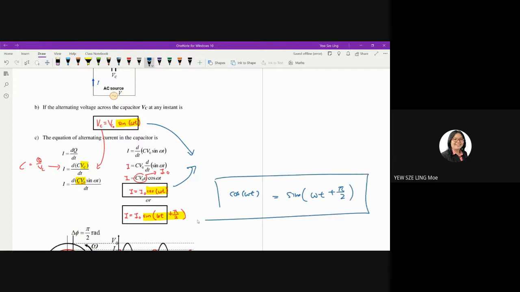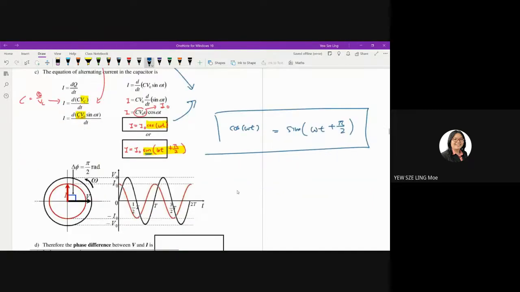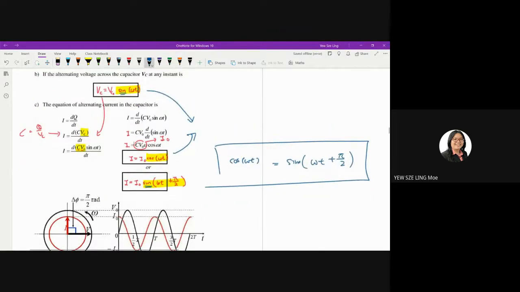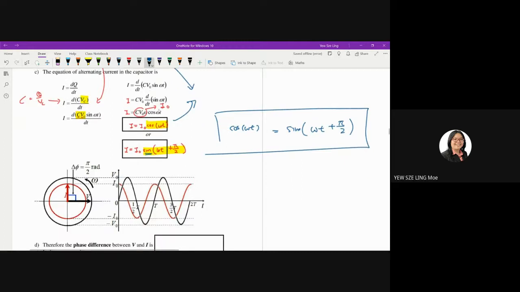So from the derivations, you obtain I equals I naught cos omega t. You transform it into the sine form so that you can calculate the phase difference. If you want to calculate the phase difference, you must make sure both of them are in the same trigonometric function. You cannot use cos minus sine, or sine minus cos. You can only subtract sine from sine, or you change the sine into cos, then yes, you can use cos minus cos. All right, so I naught equals CV naught omega. I naught equals CV naught omega.